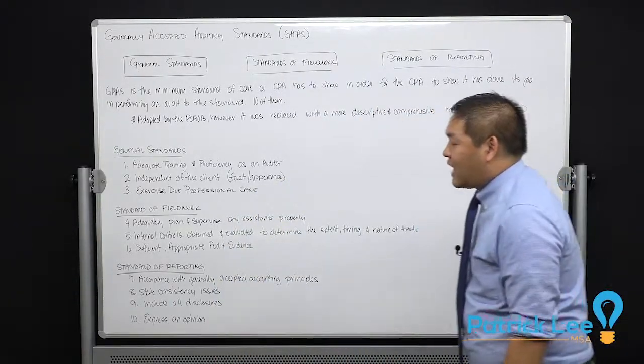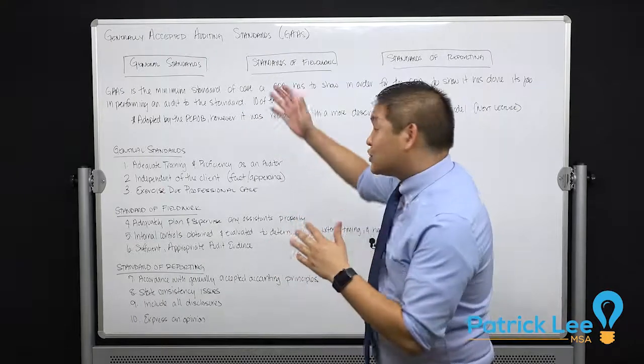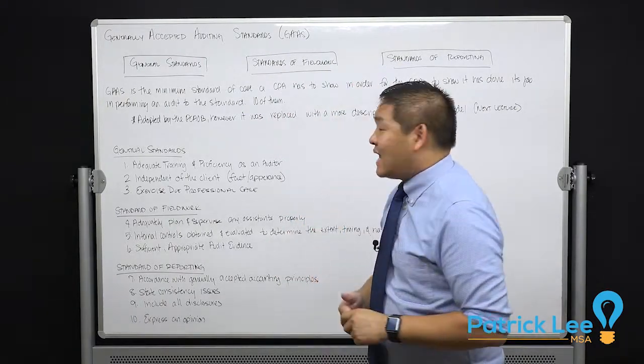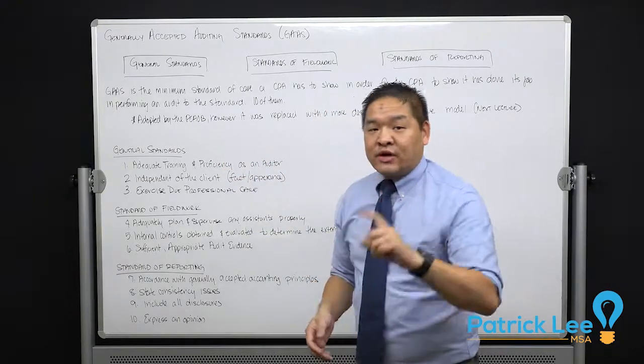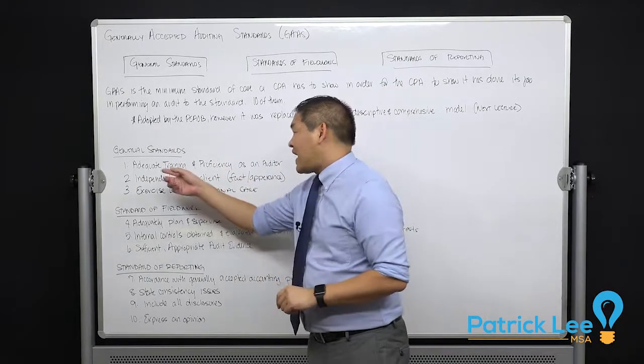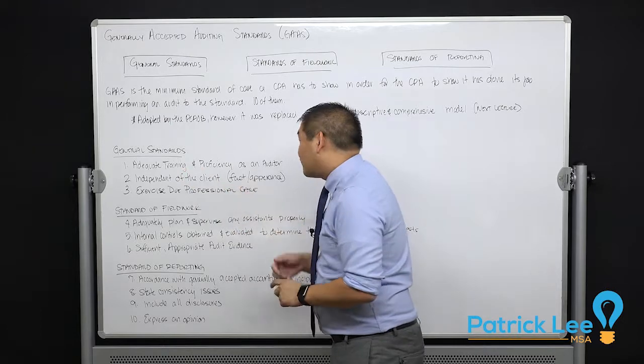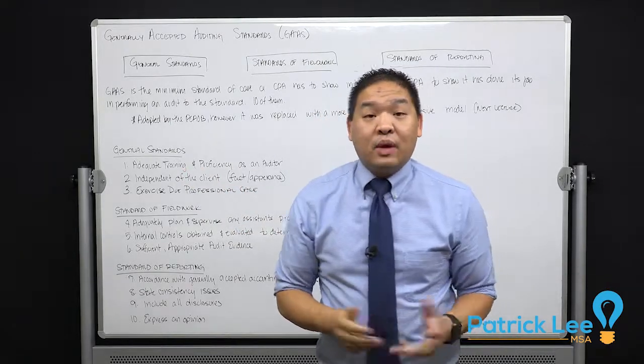Okay, so there are 10 standards. I'm going to go through all 10. Now we take those 10 and we divide them into these 3 different standard areas. And the first one is general standards. So general standard number 1 tells you that you must have adequate training and proficiency as an auditor to do the audit. Well, that makes sense.